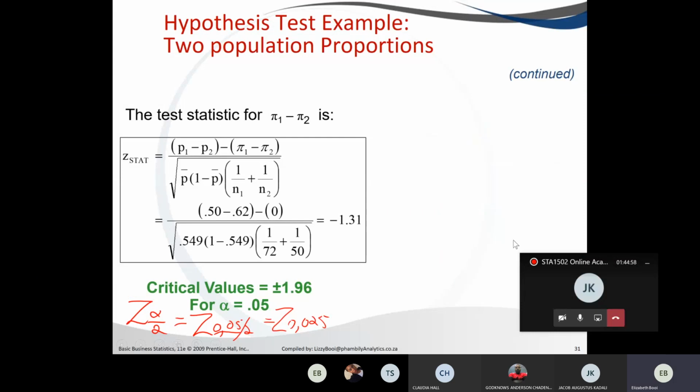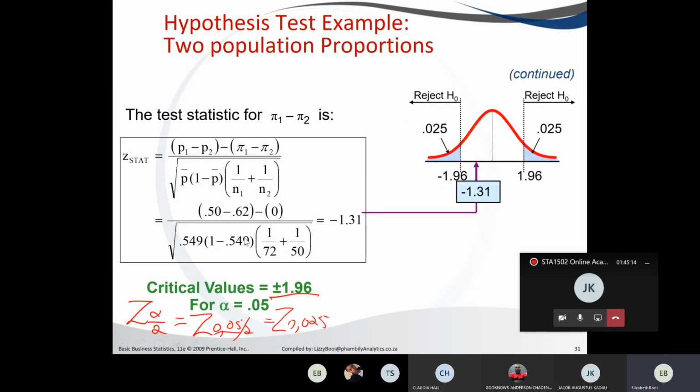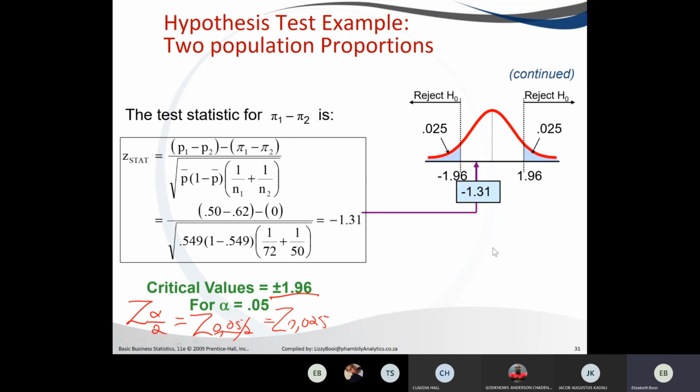And once we have our critical value, which is 1.96, we can call it a plus or minus because it's going to be on both sides, because we're doing a two-tail, and we can just do our rejection areas. We can define where our rejection area is and see where our test statistic falls. And when we identify where our test statistic is, we can make that decision. The decision will be, we are not going to reject the null hypothesis because the test statistic falls within the do not reject area.